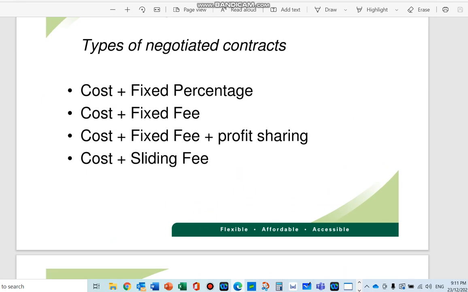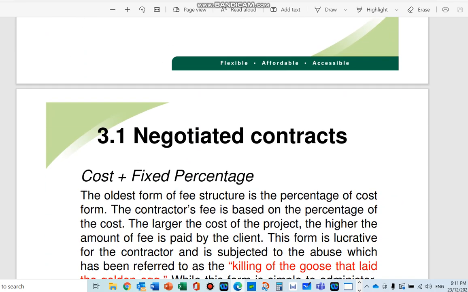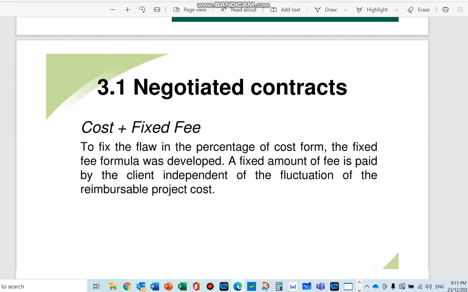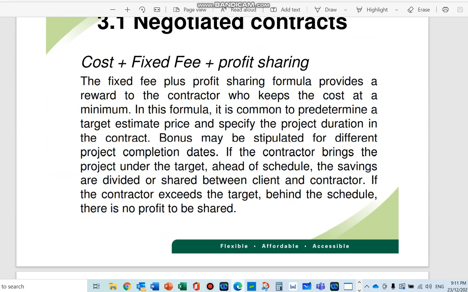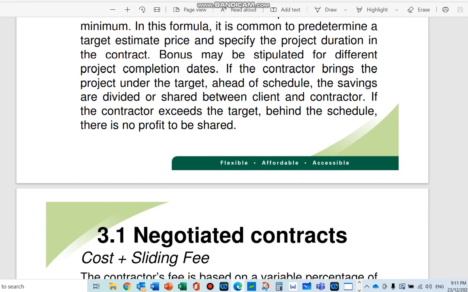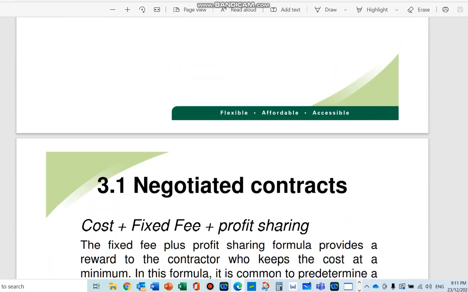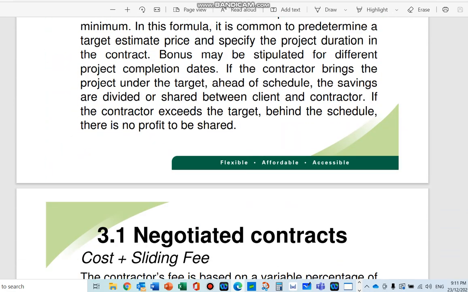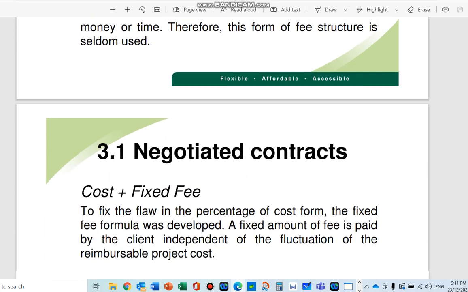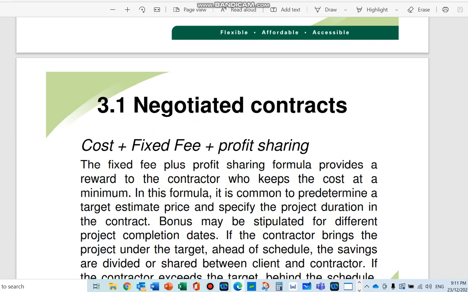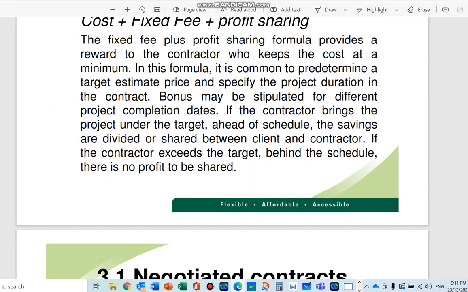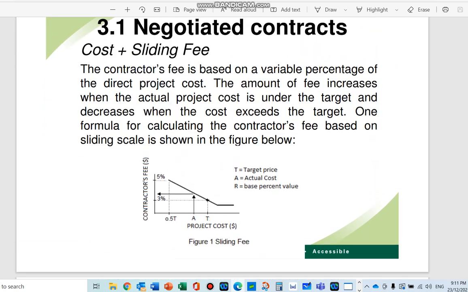So when we have cost plus some sort of incentive, these are all cost plus. So this is cost plus profit sharing, and when we have this profit sharing, there are also sliding fees. This bit here explains cost plus a little bit more. It's a combination between cost plus and incentive. The top bit here is more on the cost plus, the typical reimbursable. And this is the combination whereby you have profit sharing or sliding fees.